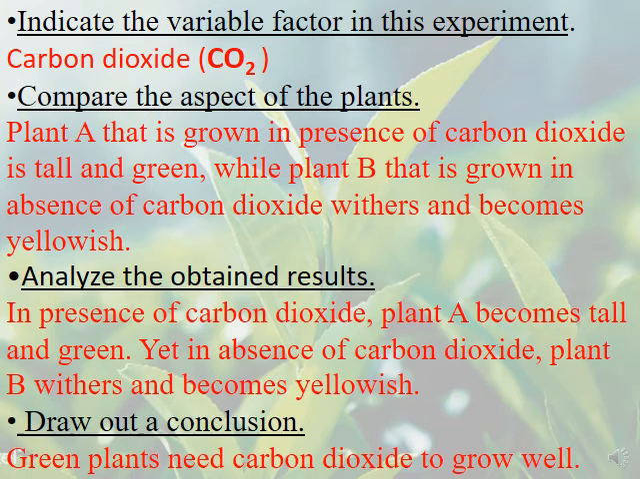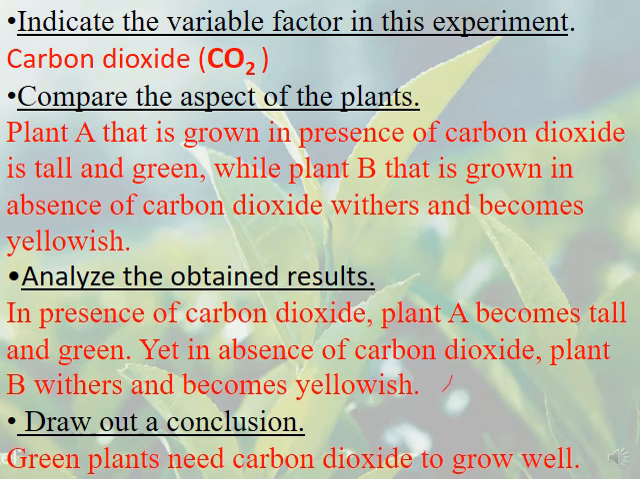So the variable factor is the carbon dioxide, CO2. Aspect of the plant: let's compare them. So plant A that's grown in the presence of CO2 is tall and green. However, in the absence of CO2, plant B withers and becomes yellowish and finally it will die. So analysis: in the presence of carbon dioxide, plant A becomes tall and green. However, in the absence of carbon dioxide, there is no CO2, plant B withers and becomes yellowish and finally it will die.